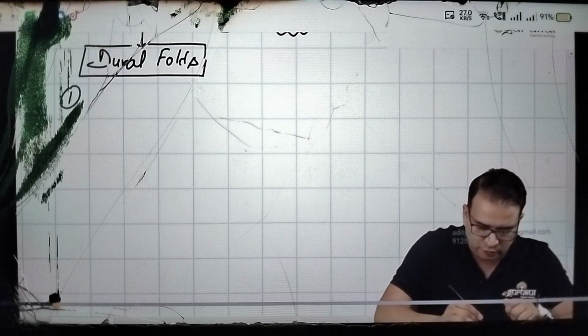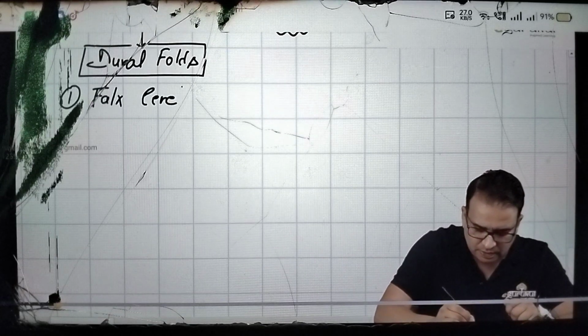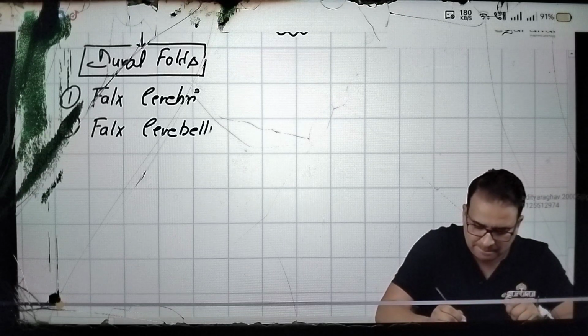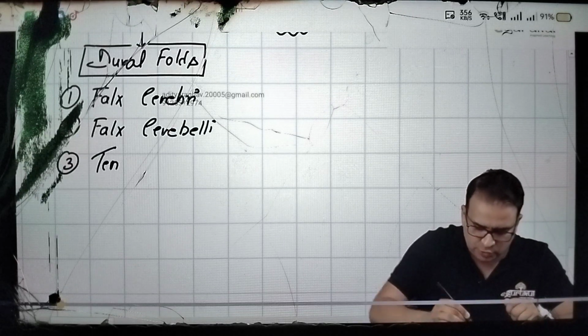What are the dural folds? The main dural folds include the falx cerebri. We have the falx cerebelli. We have the tentorium.